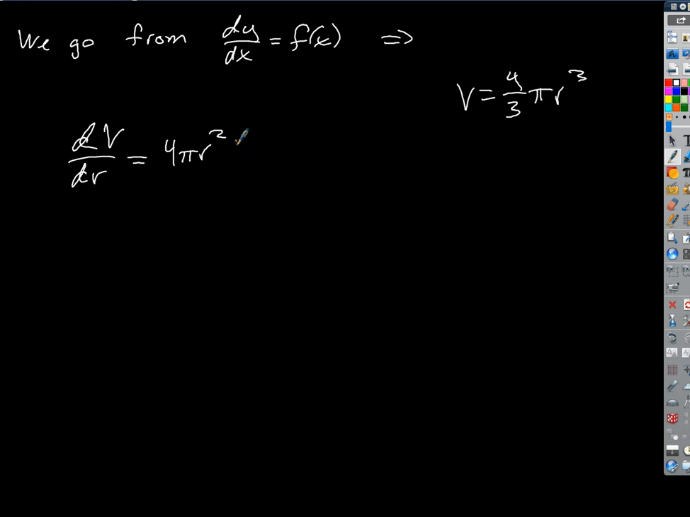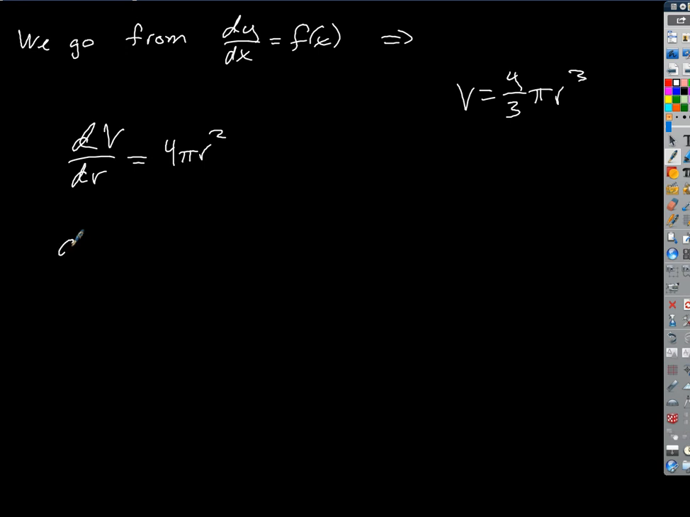4 pi r squared, right? So that's the rate of change of volume with respect to radius, but if we wanted to write this in differential form, we were interested in knowing how big of a nudge in volume we are going to get for a nudge in radius.